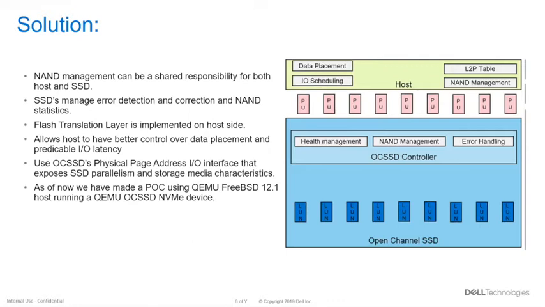In our POC we have used QEMU. We downloaded the OCSSD-enabled QEMU, and we used FreeBSD 12.1, and there we implemented this POC. Our POC is largely similar to the LightNVM that we have in Linux, but obviously the IO interfaces are different and the BIOs are a little different between FreeBSD and Linux, so those changes are there.